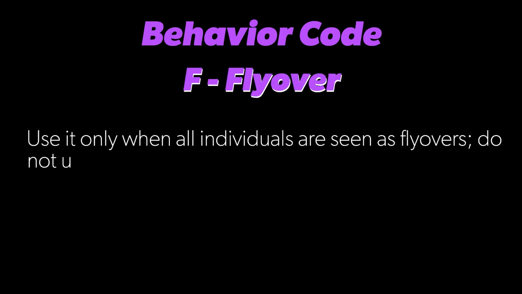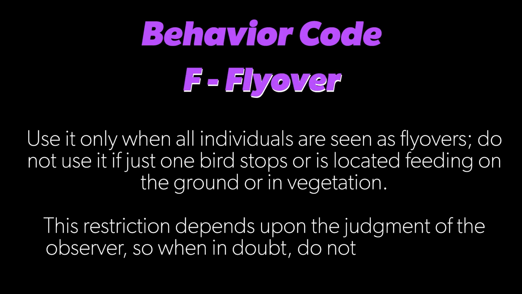So those are all the codes, but the last thing we should cover is the fact that there's a difference between breeding and behavior codes. Let's start with the behavior code that is oddly amongst the breeding codes, and that's F, flyover. Notice this is technically an observed code, not breeding behavior, and as the description reads, use it only when all individuals are seen as flyovers. Do not use if just one bird stops or is located feeding on the ground or in vegetation.